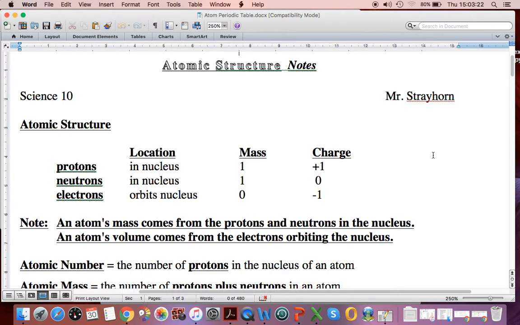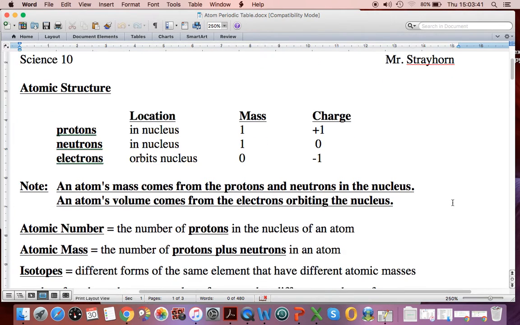You should understand the atom is insane. It's very, very different from the macroscopic world we live in. It's a submicroscopic world where you have an insanely dense nucleus where all the mass is of the protons and neutrons, but the volume comes from the electrons orbiting at high speeds.